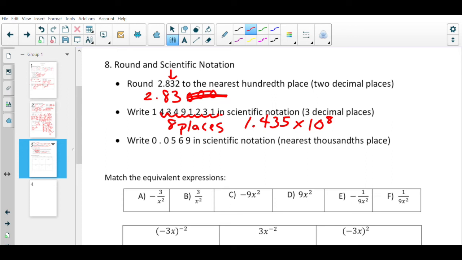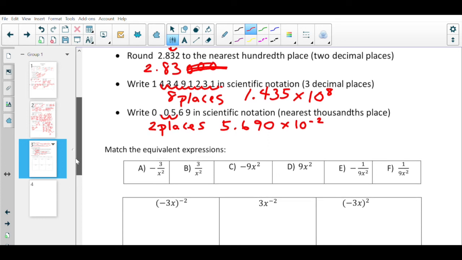Last one, 0.0569 in scientific notation to the nearest thousandth place. So the thousandth place, okay? Decimal point, 2 places, so remember that, 2 places. And we have 5.69. Oh, actually, there's no thousandths place. We can add that 0, tens, hundred, thousands. So it's 5.690 times 10 to the, this time it's a negative 2 since we're moving to the right.